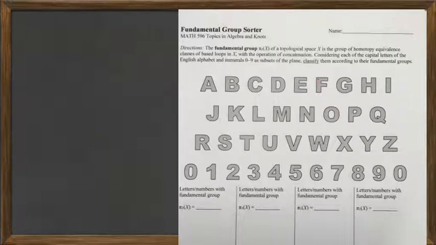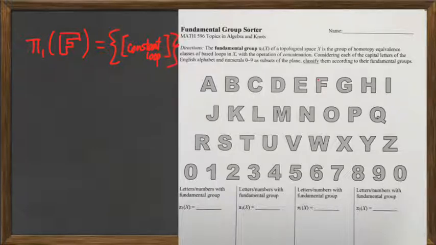So in shorthand, I'm just going to write pi 1 of F, thought of as a subset of the XY plane. It only has a single homotopy class in it. It's just the homotopy class of the constant loop. Everything is contractible. So it's a group that has only a single element. So we might say that it's a trivial group.